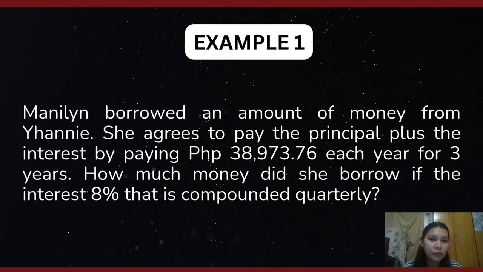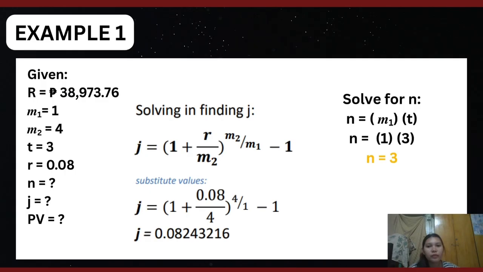For us to understand further, now let us proceed to example number 1, where we apply the formula for the present value of general annuity. So in this problem, Manilyn borrowed an amount of money from Yanni, and she agrees to pay 38,973.76 every year for 3 years. The interest rate is 8% compounded quarterly, so our goal is to find out how much she borrowed. In other words, what is the present value of this annuity?